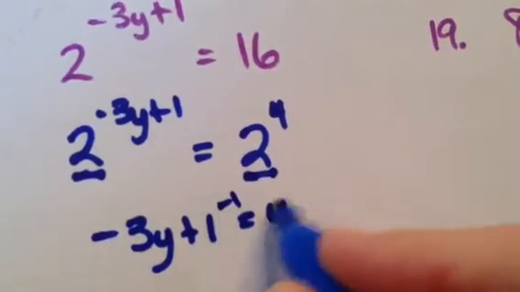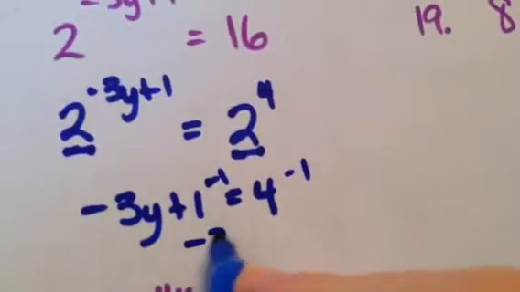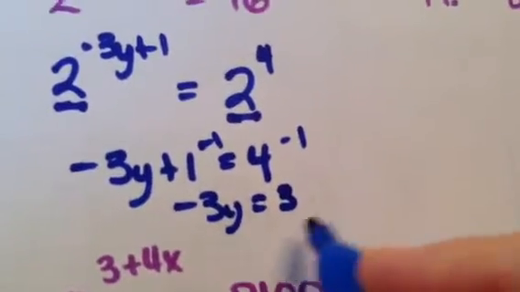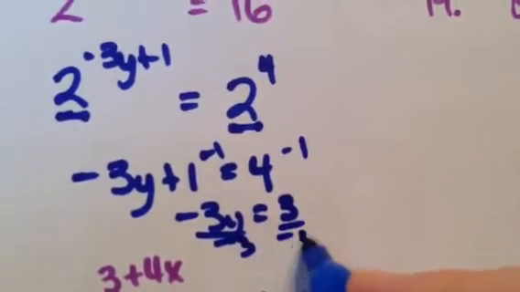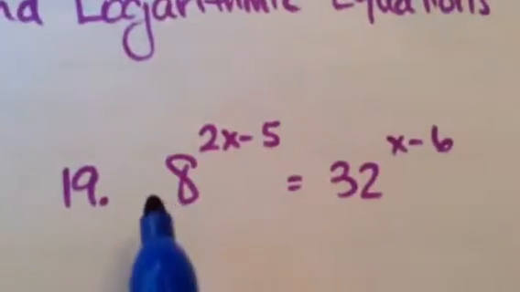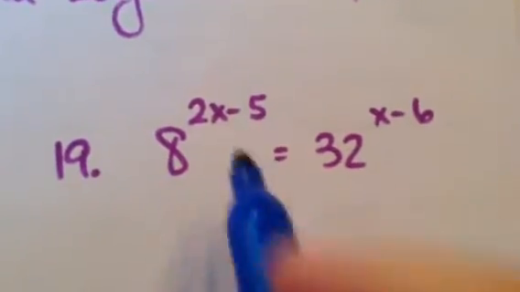So I'm going to subtract 1 from both sides. So I've got negative 3y equals 3. So you can see, divide both sides by negative 3. So you can see right here that y would be negative 1. Okay, so that's it on that one. Again, if you can make the bases the same, do it.